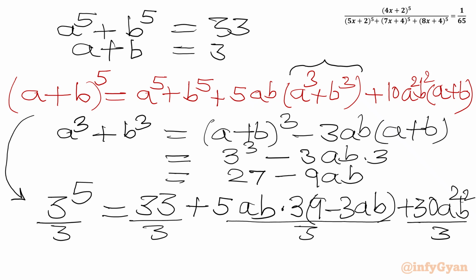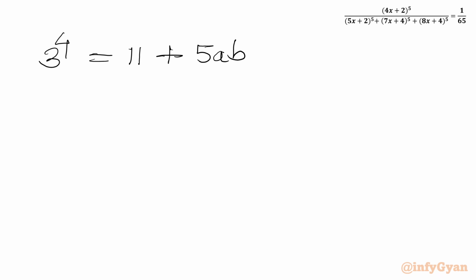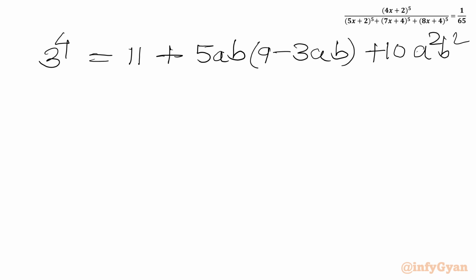So we will write our equation: 3 power 4 will be equal to 11 plus, let me write here, 3 power 4 equal to 33 over 3 is 11 plus 5ab, 3 will be cancelled out. So in the bracket we'll write 9 minus 3ab, and 30 over 3 is 10. So I will write 10a square b square. 3 power 4 is 81.